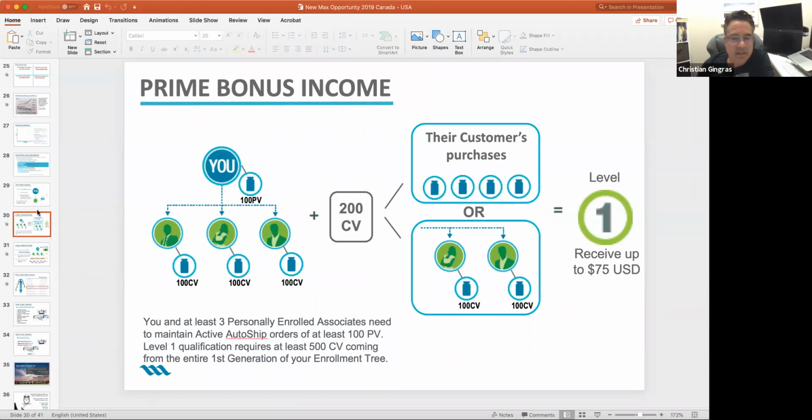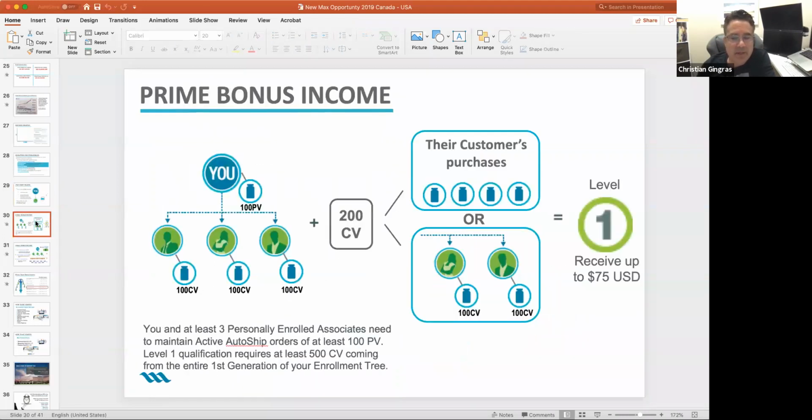Okay. So from there, I mention the other aspect of the bridge income, which is what we call the prime bonus income. Now the prime bonus income is the foundation. And when you build your business, it doesn't matter where you live. If you're able to qualify for prime bonus, then you can teach it. And here's what you need to know.